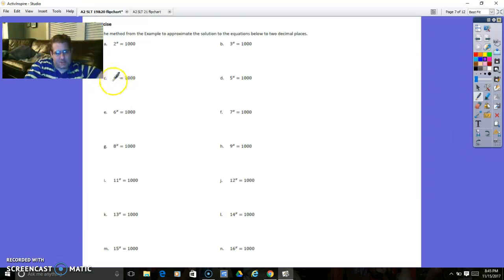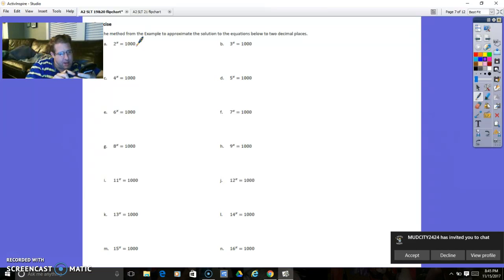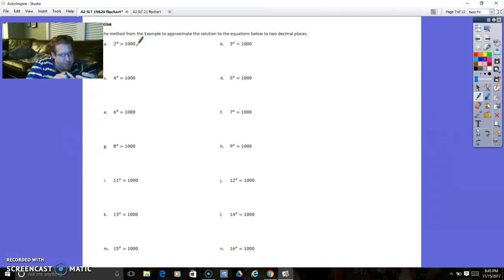So basically you're doing the exact same thing. So 2 to the what power is 1,000? So you just kind of have to guess at it. So 2 to the 5th power is only 32. 2 to the 10th power is 1,024. So we know if 2 to the 10th power is 1,024, we're getting pretty close. That means that x must be between 9 and 10, but much closer to 10.